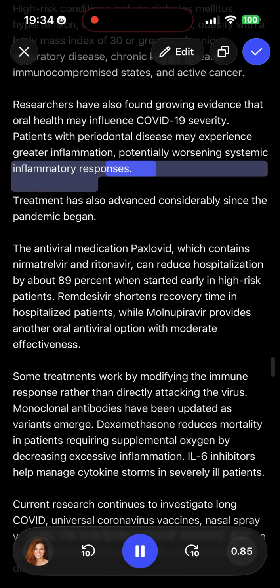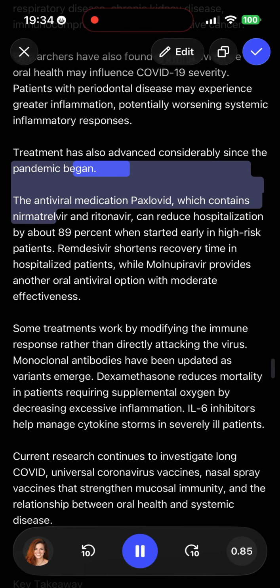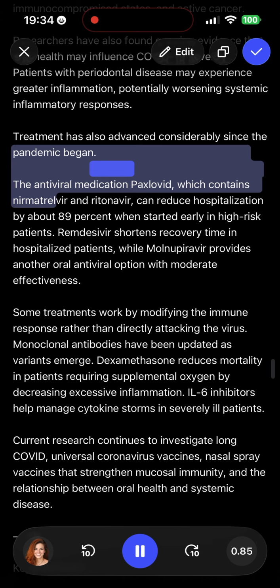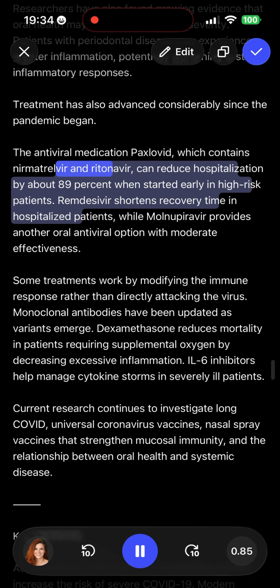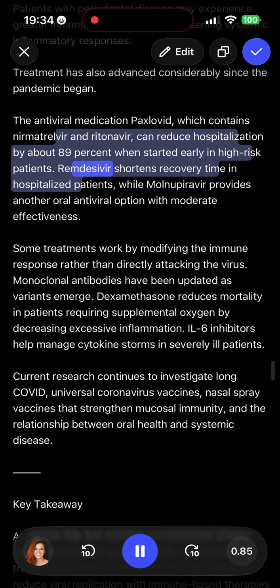Treatment has also advanced considerably since the pandemic began. The antiviral medication Paxlovid, which contains nirmatrelvir and ritonavir, in high-risk patients. Remdesivir shortens recovery time in hospitalized patients, while molnupiravir provides another oral antiviral option with moderate effectiveness.